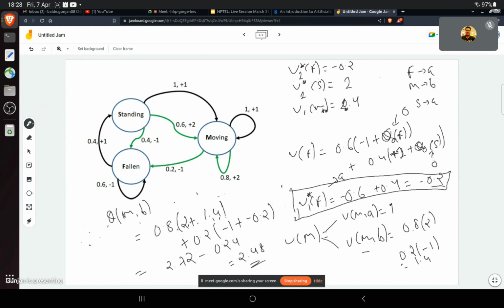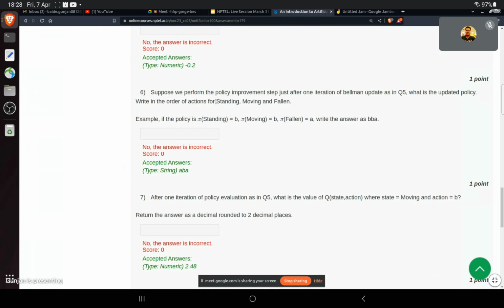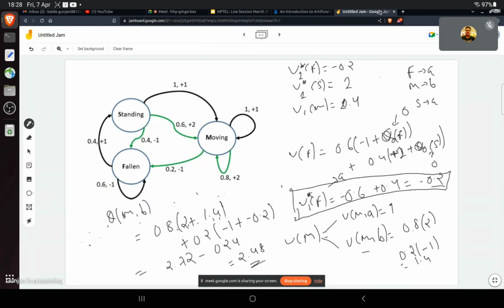So how come the sequence is A B? I mean, it's not A B B. The answer is A B A. That I'm not getting, because it says the order of actions for standing, moving, fallen. For standing it is A, for moving it is B, and for fallen it is A. How is it? Fallen has to be B.